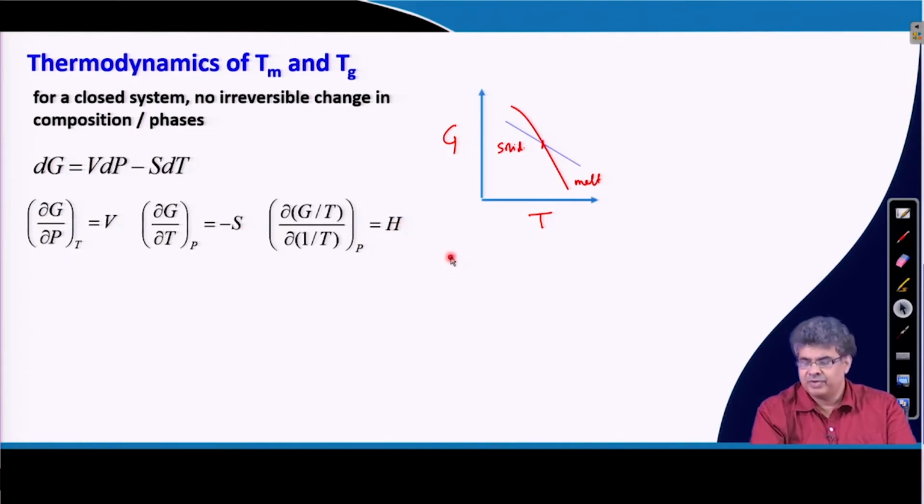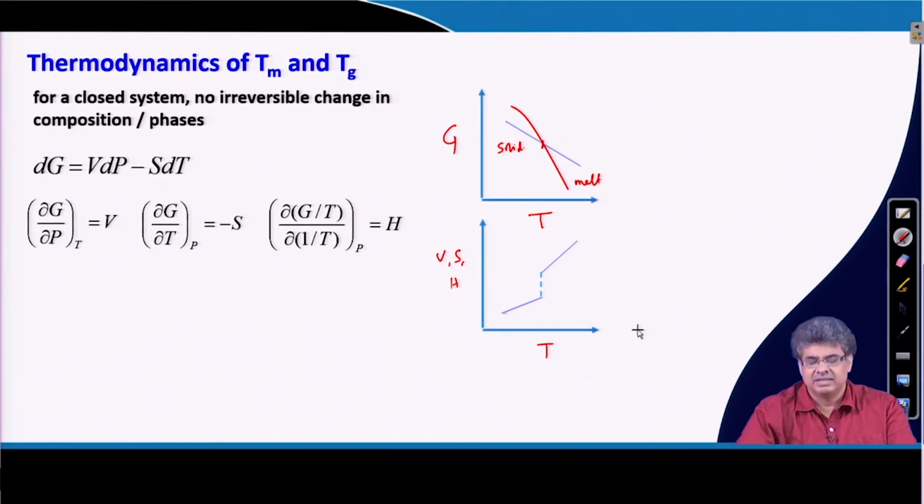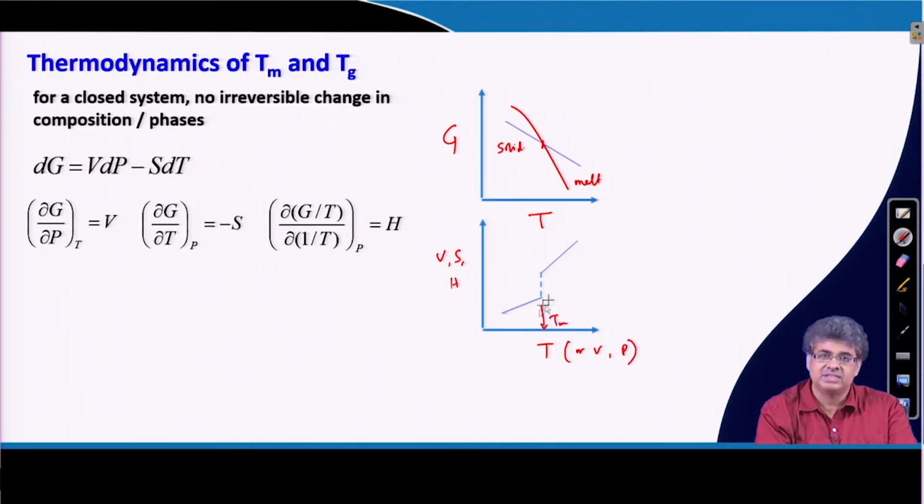So, if instead of G we plot either V, S or H with T or P, then we get a discontinuity at the melting point Tm. In this case the first derivative is discontinuous, whereas the original G is not discontinuous. So, we call this a first order transition.